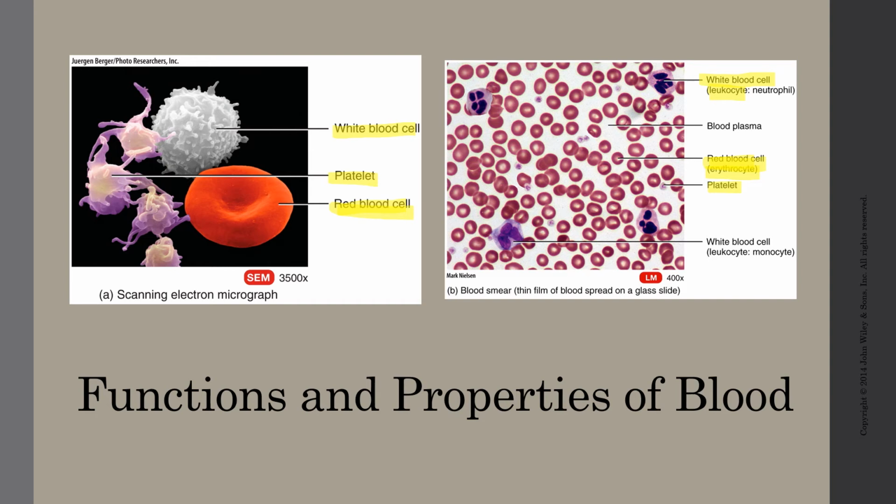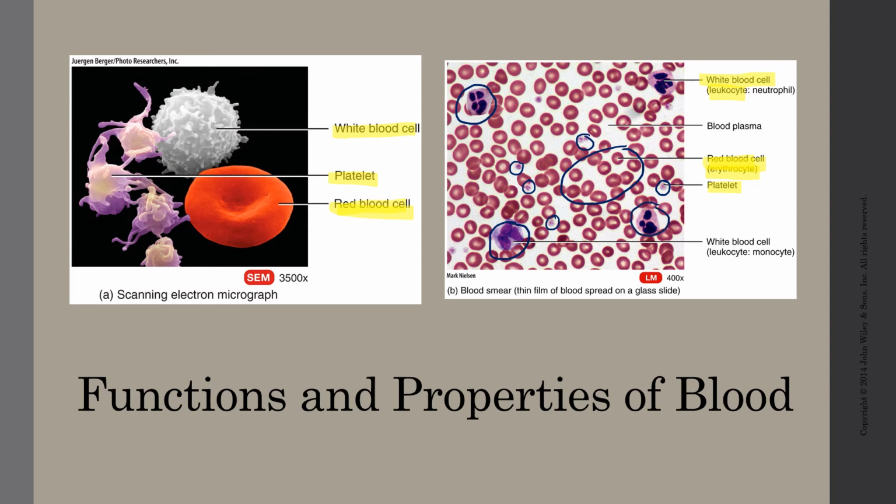So here in this right picture, you can see most of these are going to be red blood cells. You have a couple of platelets floating around there. They're much, much smaller than the red blood cells, as you can see. And then you have these white blood cells that are huge compared to red blood cells or platelets.